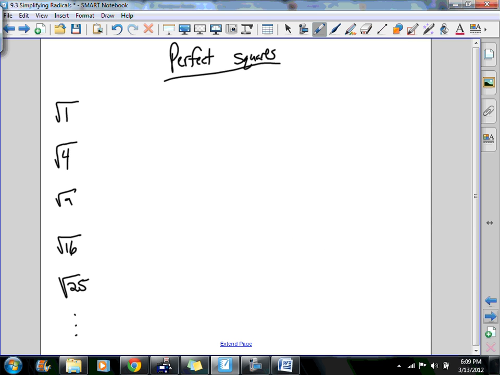Okay, so perfect squares list. This is one of the things you should have down. Square root of 1 is 1, square root of 4 is 2, square root of 9 is 3, and so on. You should have this list already made as a similar thing. Maybe 1 squared is 1, 2 squared is 4, that type of thing means the same thing. If you need to remake the list, you need to do it now. Okay?